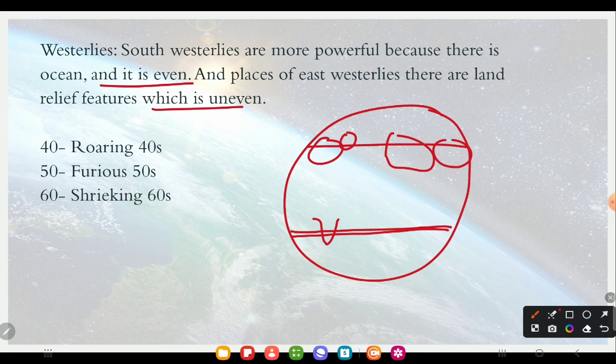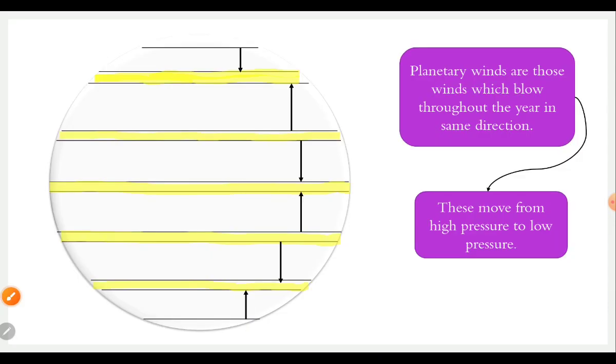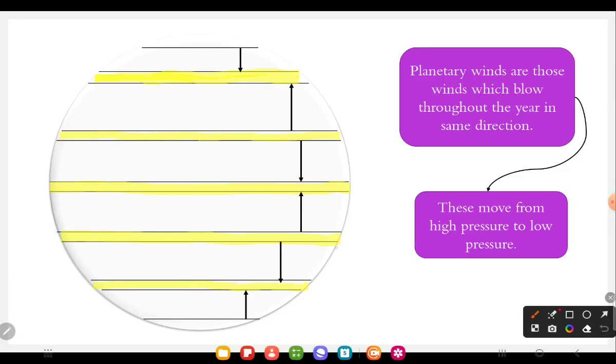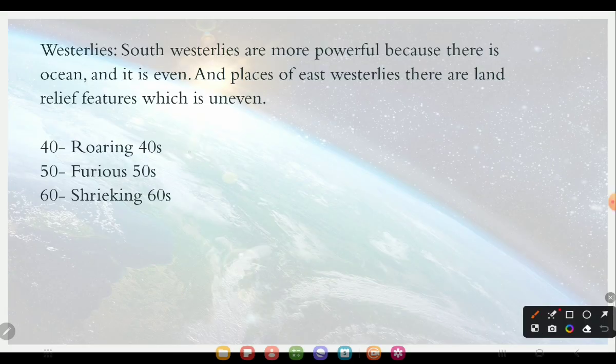even. And here if we see this part of the westerlies, this one is 30 degrees as we know, this one is 40 degrees here, 50 degrees here, and 60 degrees here. So the 40 degrees south is known as the roaring 40s, the 50 degrees south is known as the furious 50s, and the 60 degrees south is known as the shrieking 60s. Roaring 40s, furious 50s, and shrieking 60s.